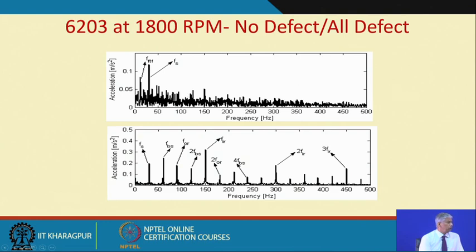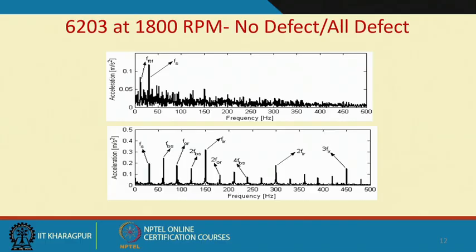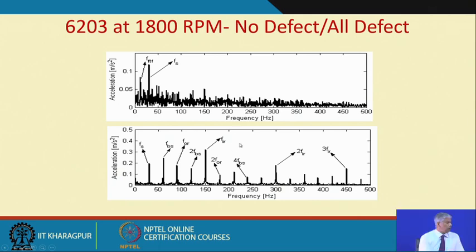This is the case when there is no defect, and then you can see only the rotational speed of the inner race coming up at 30 hertz. And then for the case of defects, because we have a manufacturer nearby who helped us manufacture bearings with artificially seeded defects, we tested these bearings on our test rig, and then for this class we have generated such vibration spectra.